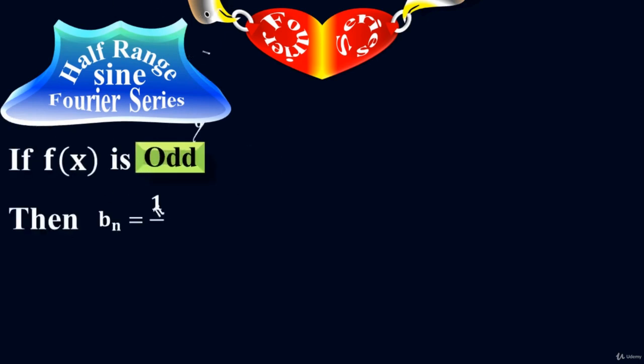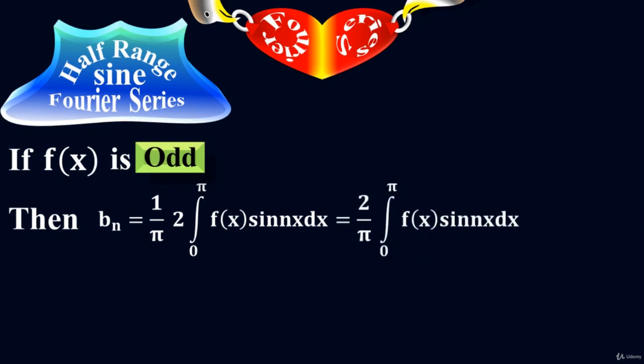Half-range sine Fourier series. If the periodic function f of x is odd, then b sub n equals 2 over pi times the integral of f of x times sine n x dx. If the function is odd, you have only the value for b sub n, which is the sine function. Therefore, it is called a half-range sine Fourier series. Because I have only the sine function, my cosine function, which was a sub n, is 0, and a sub naught is also 0. I have only the sine function here. Therefore, it is called half-range sine Fourier series.